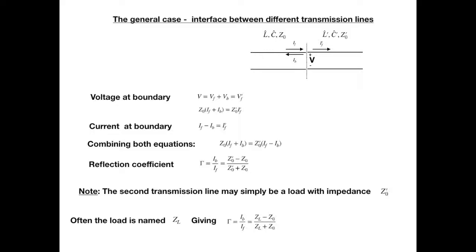You could put some load here instead of the right transmission line. Suppose the load is an impedance ZL. You'll get the same results, and so the reflection coefficient is related to the load and the impedance of the transmission line by the same famous formula. But this time, instead of a transmission line, you just have a load, which is usually termed ZL.